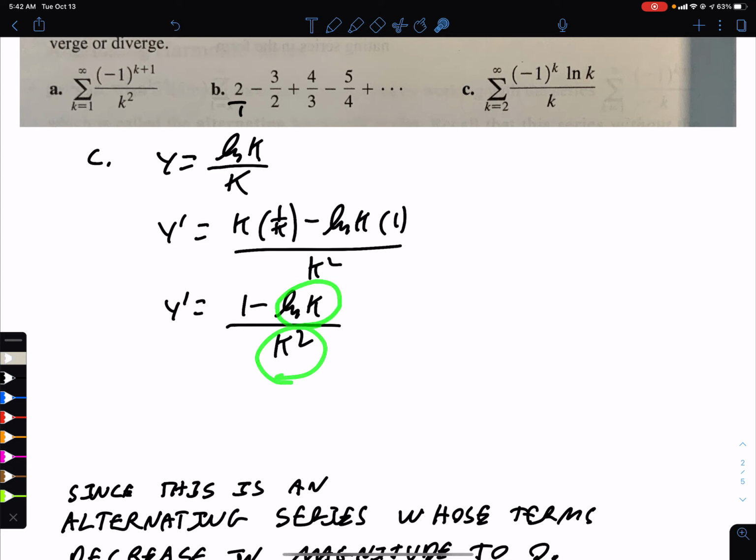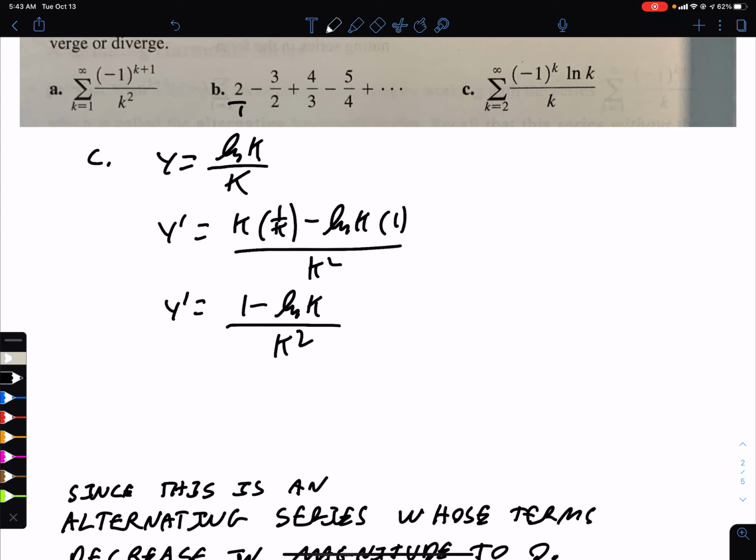Ln of k, we're starting at 2. So ln of 2, that's going to be less than 1. Let me think. Ln of 2, base e, yeah, that's going to be less than 1. So that's going to be positive. But when we put in 3, that's going to be bigger than 1. So from 3 on, it's going to be negative. So we're going to be decreasing.